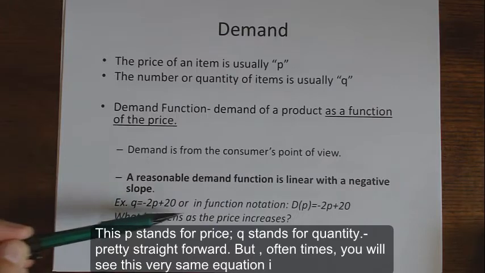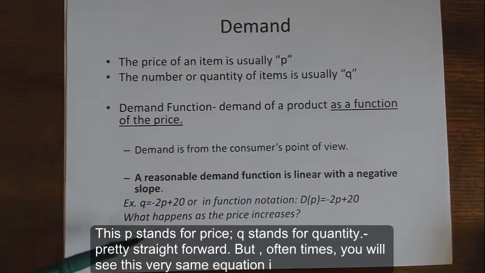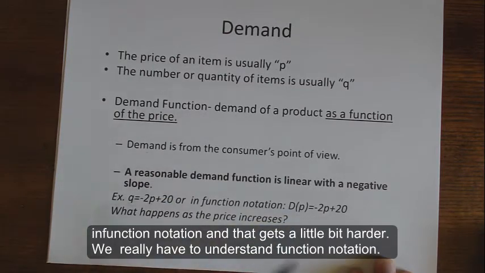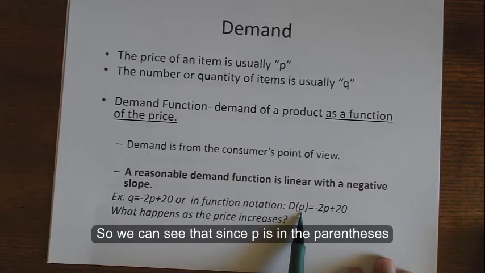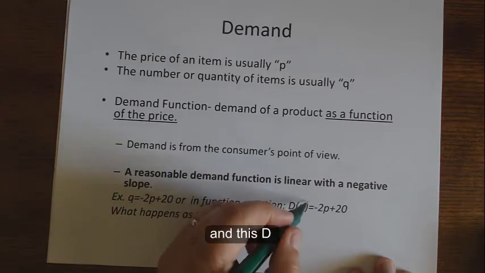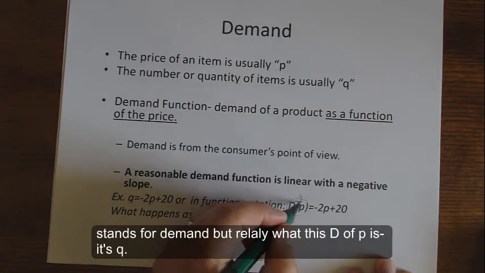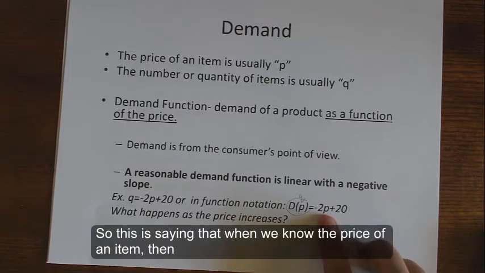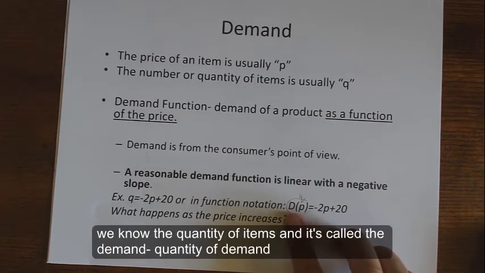Pretty straightforward, but oftentimes you'll see this very same equation in function notation, and that gets a little bit harder. We really have to understand function notation. So we can see that since P is in the parentheses, this is our independent variable. And this D stands for demand, but really what this D of P is, it's Q. So this is saying that when we know the price of an item, then we know the quantity of the item, and it's called the demand, quantity of demand.